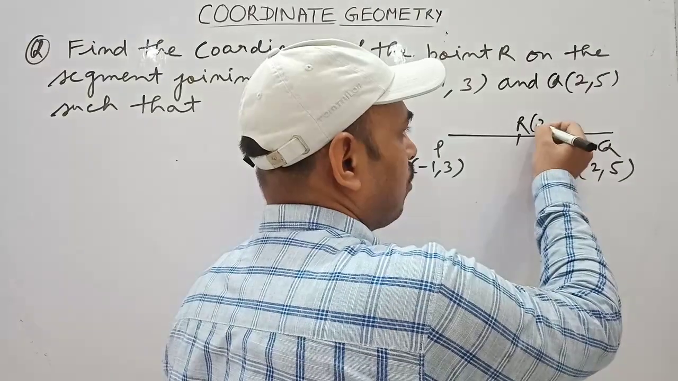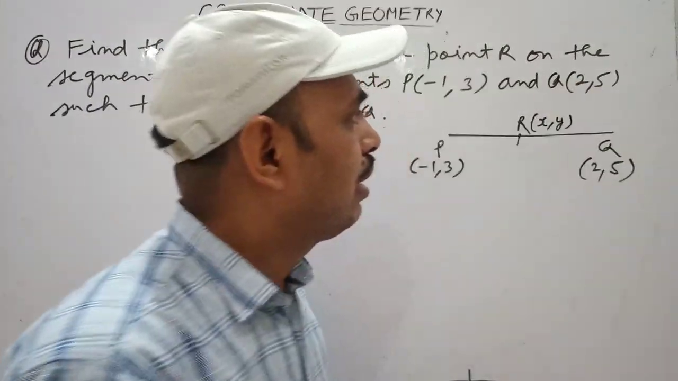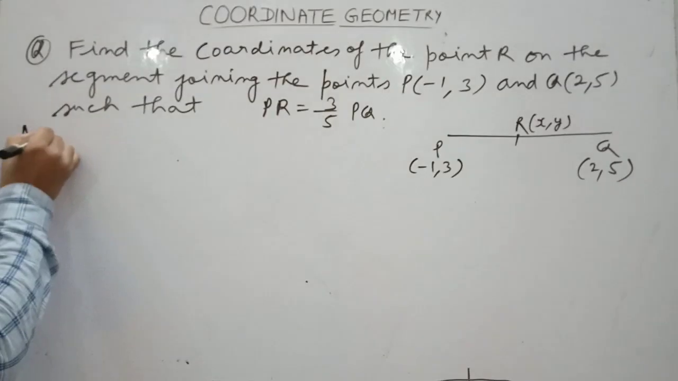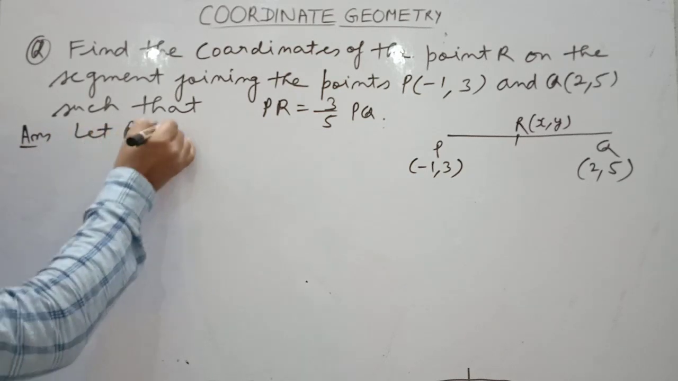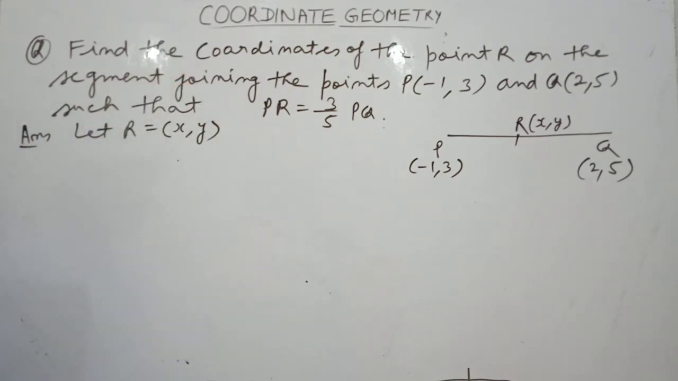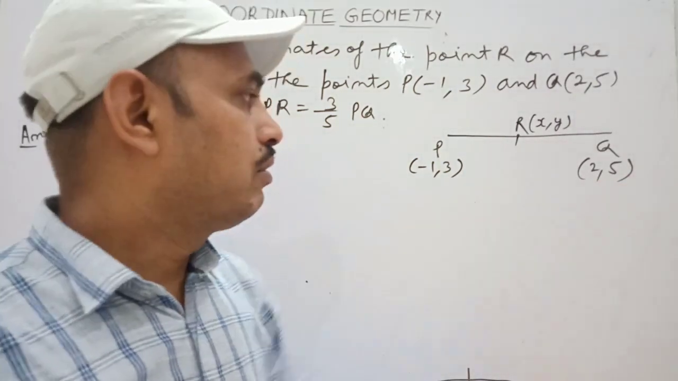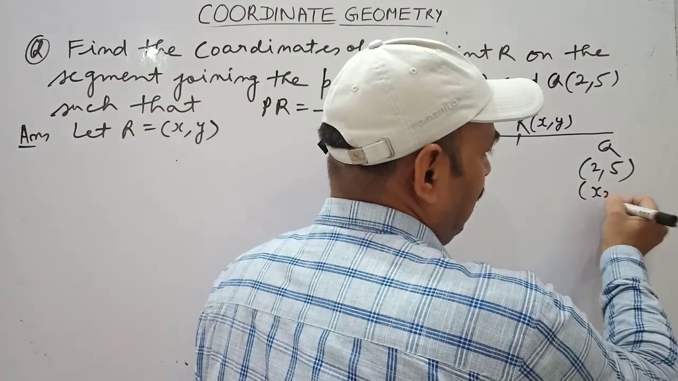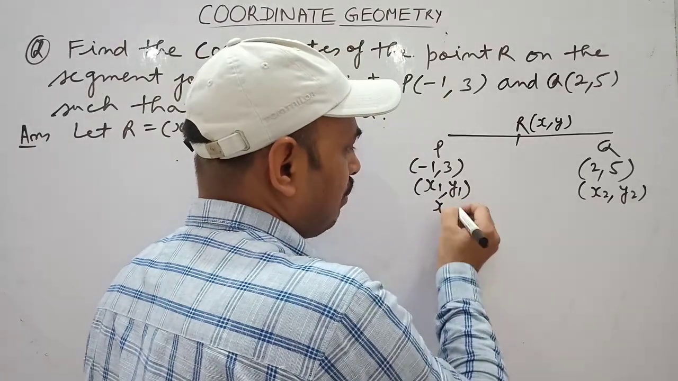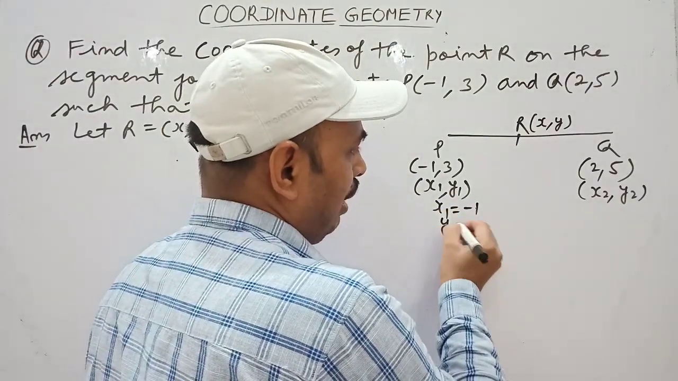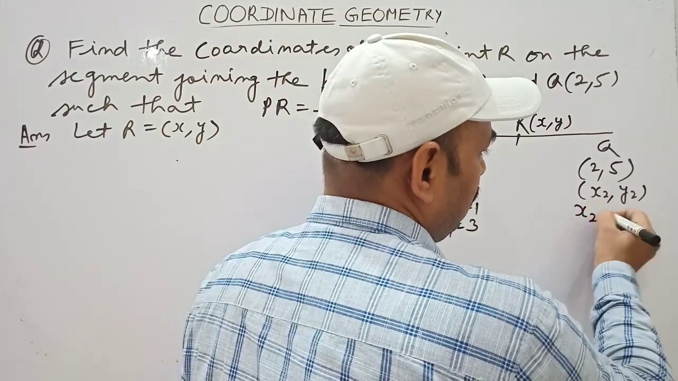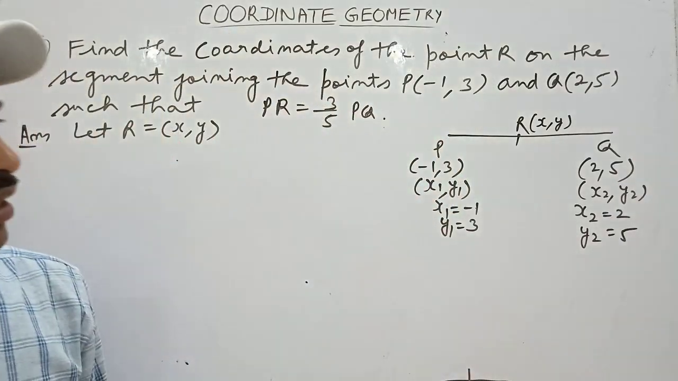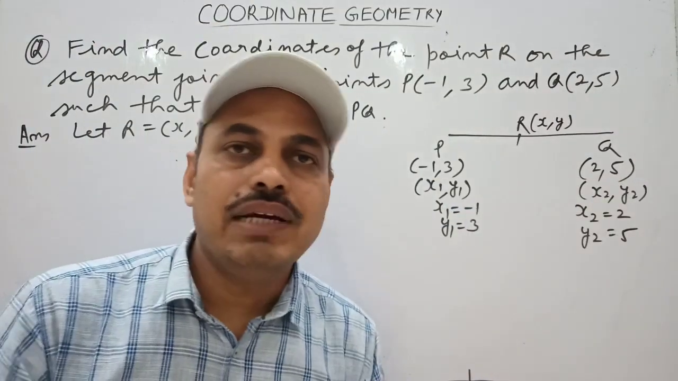First, suppose coordinates of R are x, y. We have P, we have Q. Compare with x1, y1, x2, y2. What is x1? x1 is minus 1, y1 is 3. What is x2? x2 is 2 and y2 is 5. But we have not been given the ratio. We have to find the ratio.